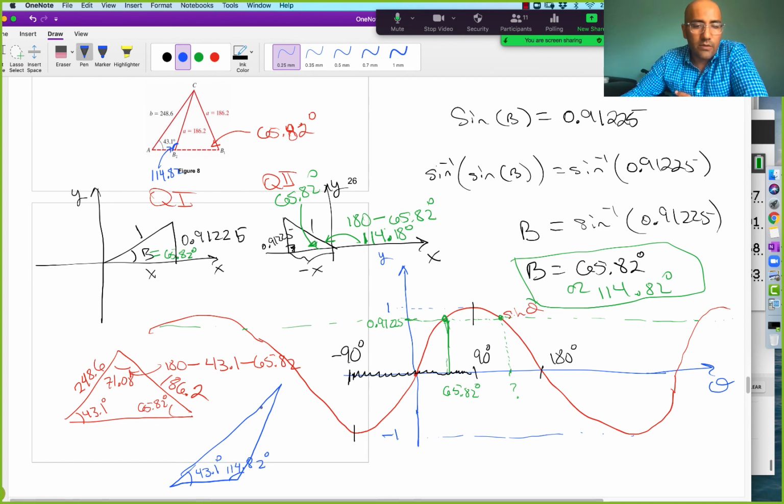And so now this angle is 180 minus 43.1 minus 114.82. So 180 minus 114.82 minus 43.1 gets you to 22.08. 22.08 degrees could be that guy. Good. And then we already knew this side was 248.6, and this side is 186.2. So we can either end up with this triangle right in there or the big triangle. They're both solutions to this, given the information provided.